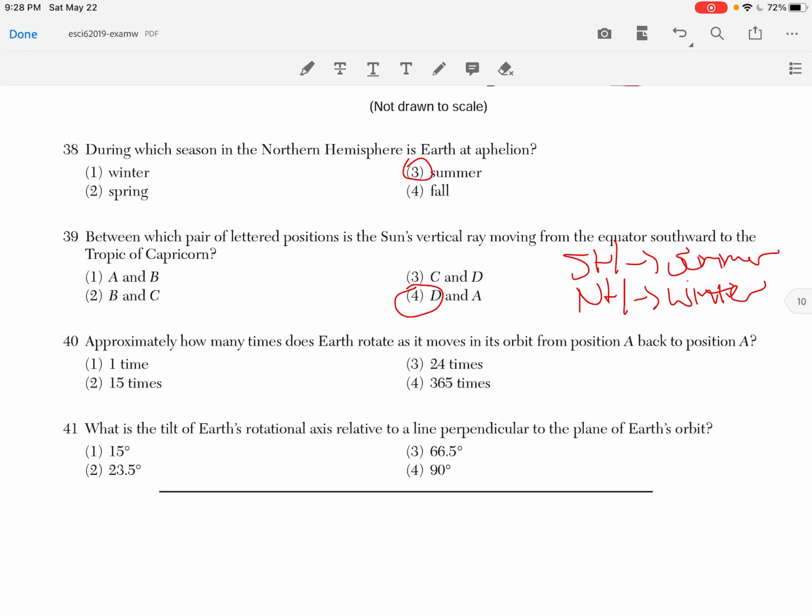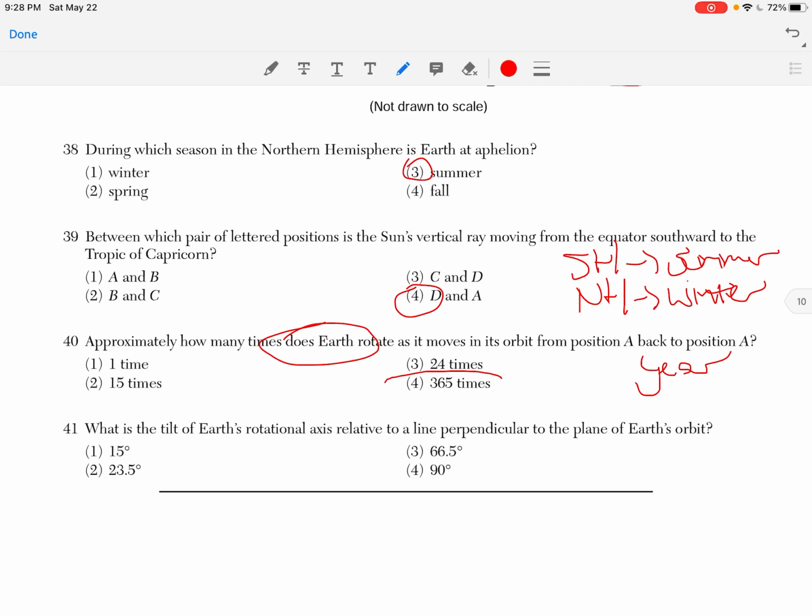All right, number 40, approximately how many times does Earth rotate as it moves in its orbit from position A back to position A? So essentially, we're taking a full path around the sun from position A to position A. We call that a year, right? And so this is just asking how many times does Earth rotate in 1 year. And remember, one rotation is 1 day, right? So that would be 365 days in a year, and therefore it rotates 365 times as it goes all the way around that chart. Okay?